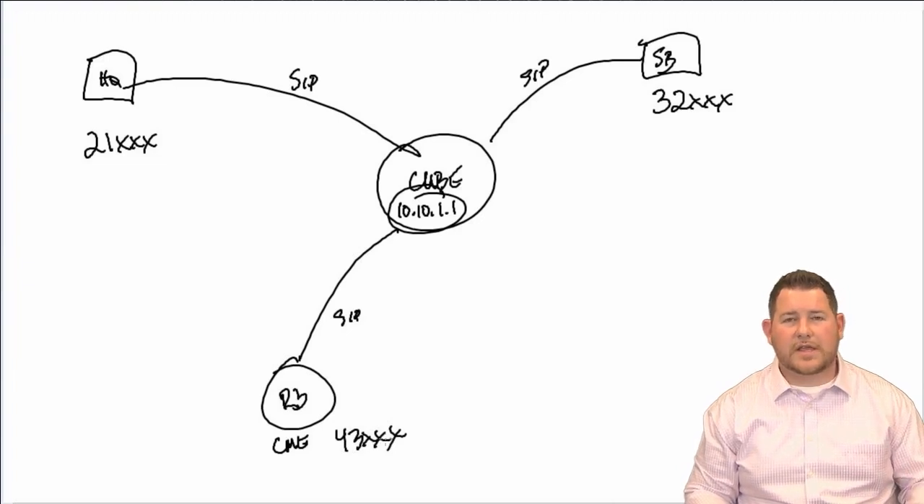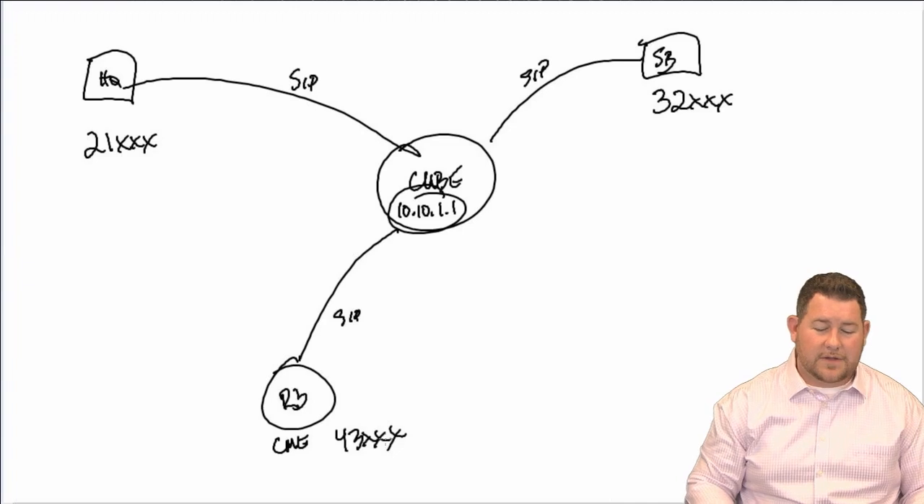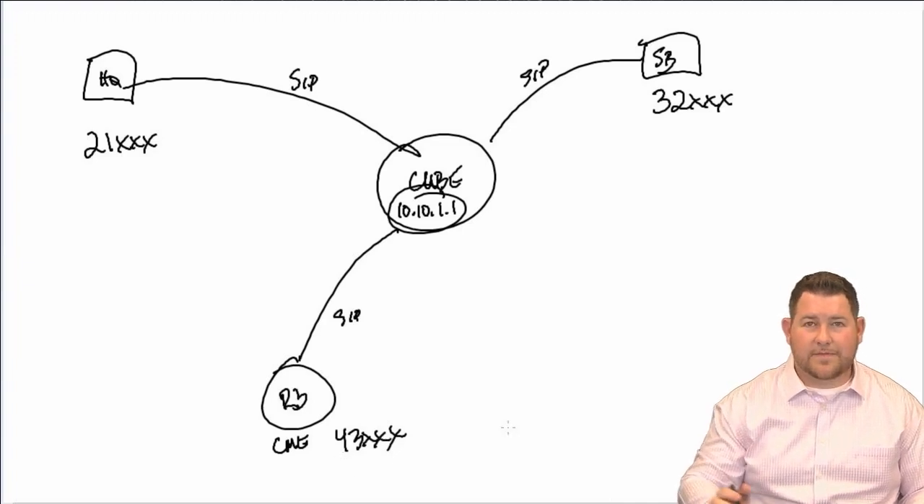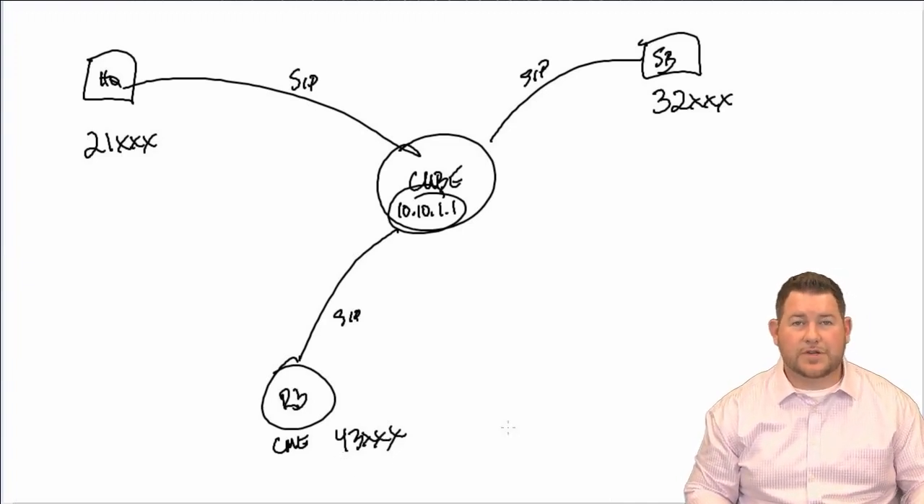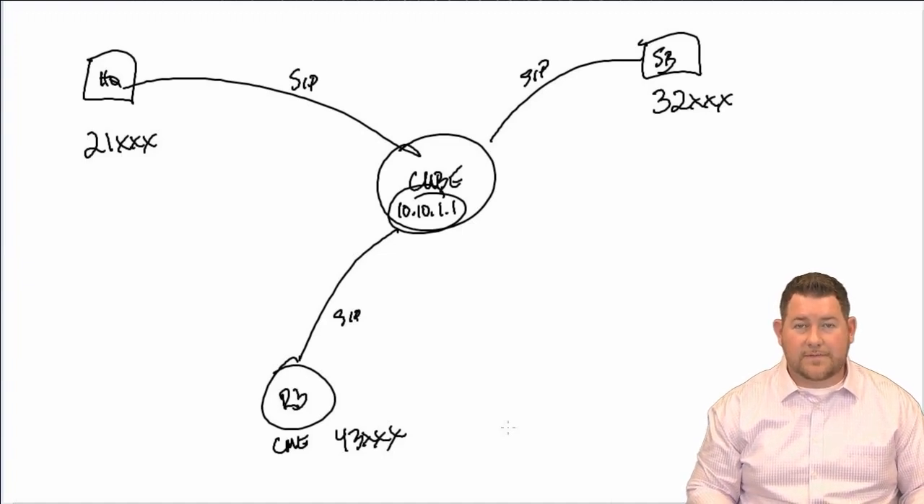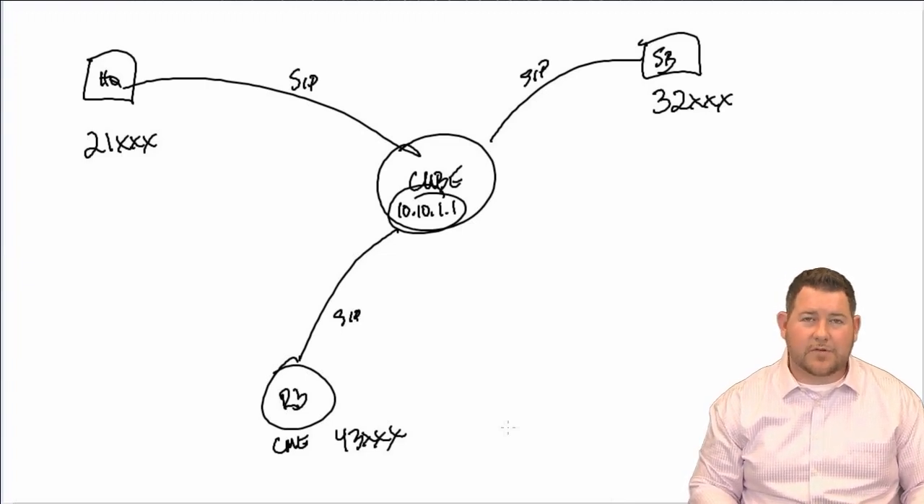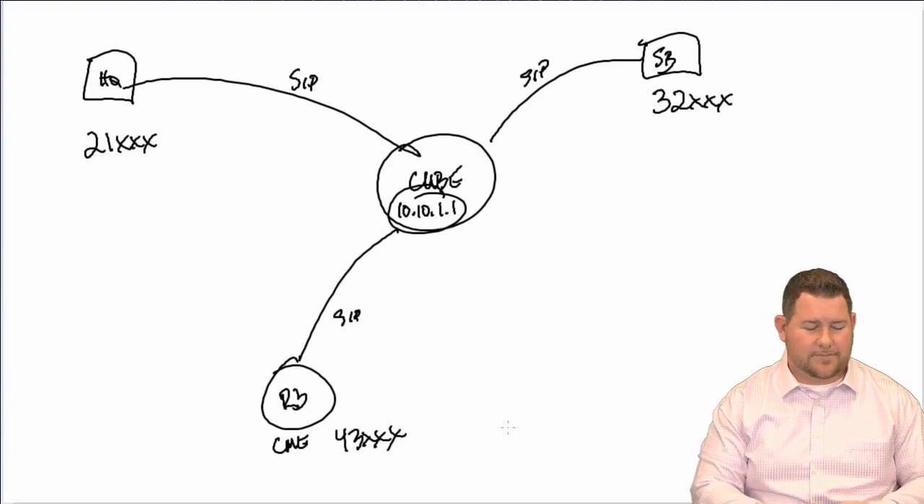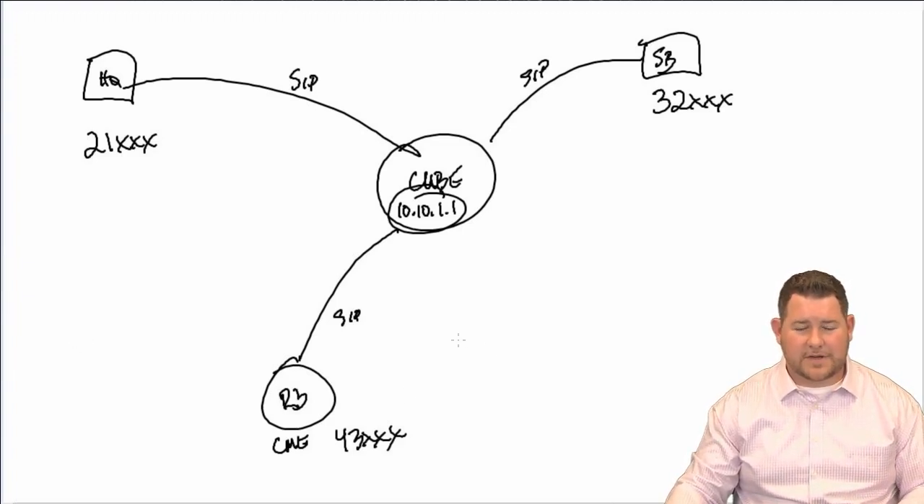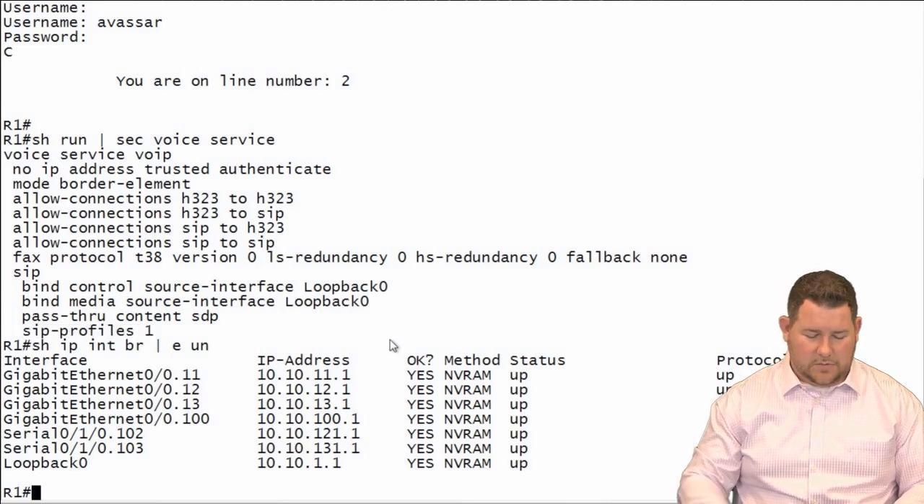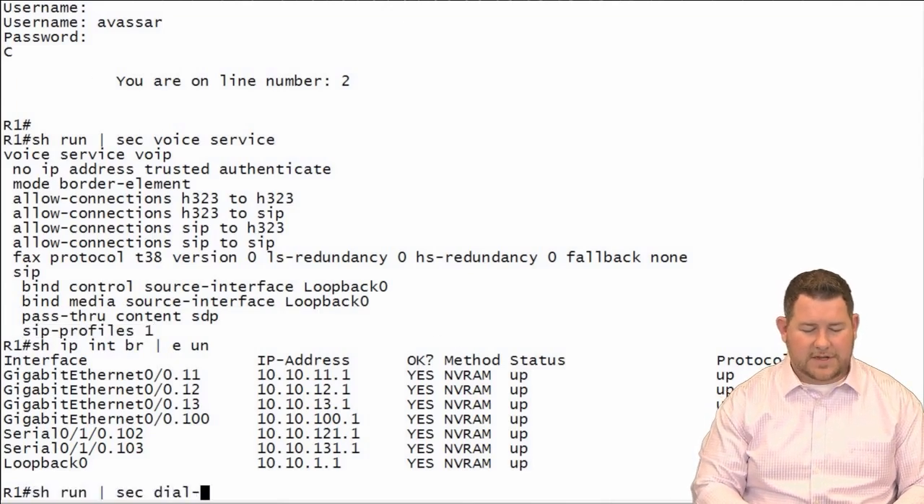So if we want to communicate using 5 digits, I would dial the 5-digit number of CME, for example, 43002, to get the video phone on CME, and I would dial 21001 to get the video phone at HQ, and so forth. So we need to create dial peers to accommodate this dial plan. So now that we've got the basic layout, let's look at the dial peer itself and how that actually works. So do show run section dial.